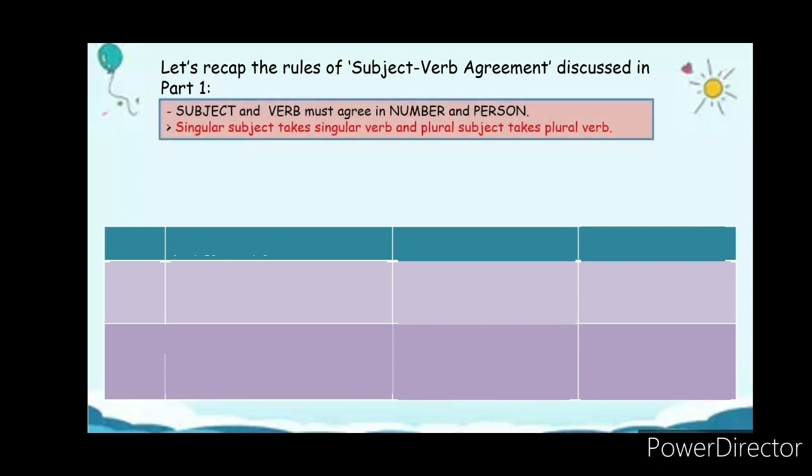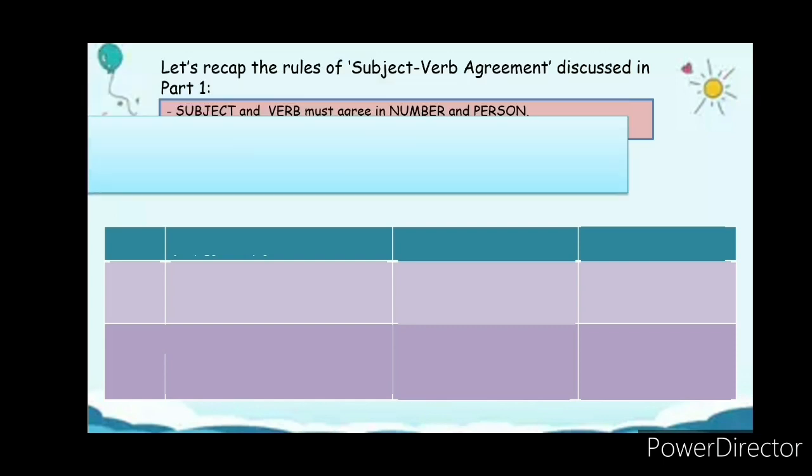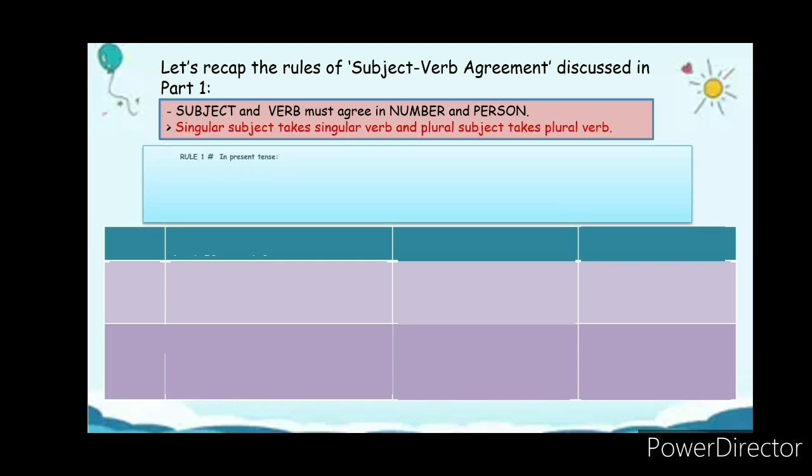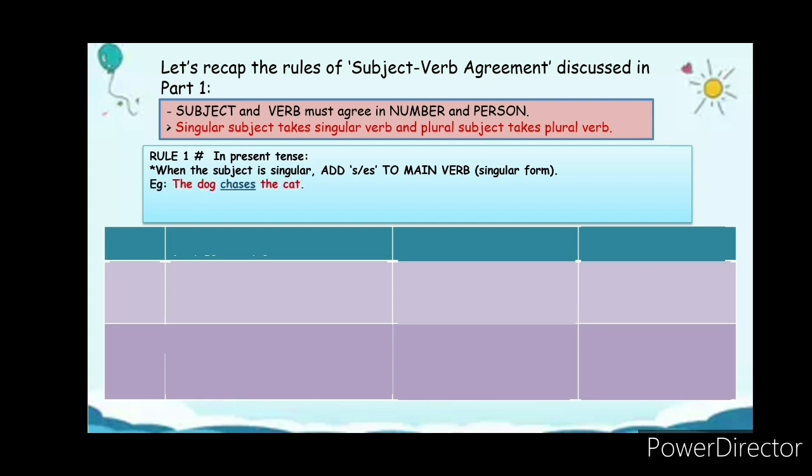Starting with the concept. Subject and verb must agree in number and person. That means singular subject takes singular verb and plural subject takes plural verb. Now it's time for rule number 1, in which we learned that in present tense, when subject is singular, add s or es to the main verb. For example, the dog chases the cat. And when the subject is plural, use the main verb as it is. For example, the dogs chase the cats.